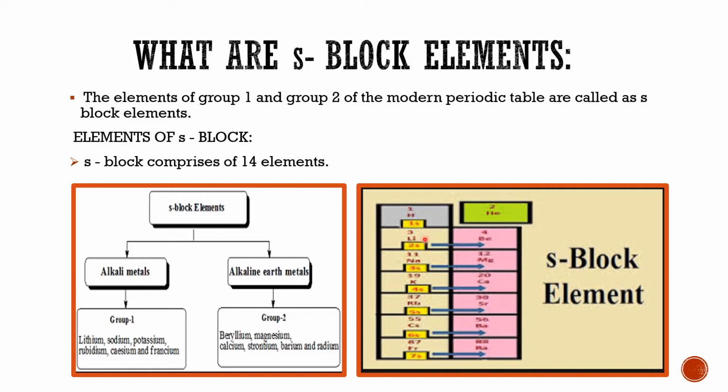The alkali metals are lithium, sodium, potassium, rubidium, cesium and francium. And the alkaline earth metals are beryllium, magnesium, calcium, strontium, barium and radium.